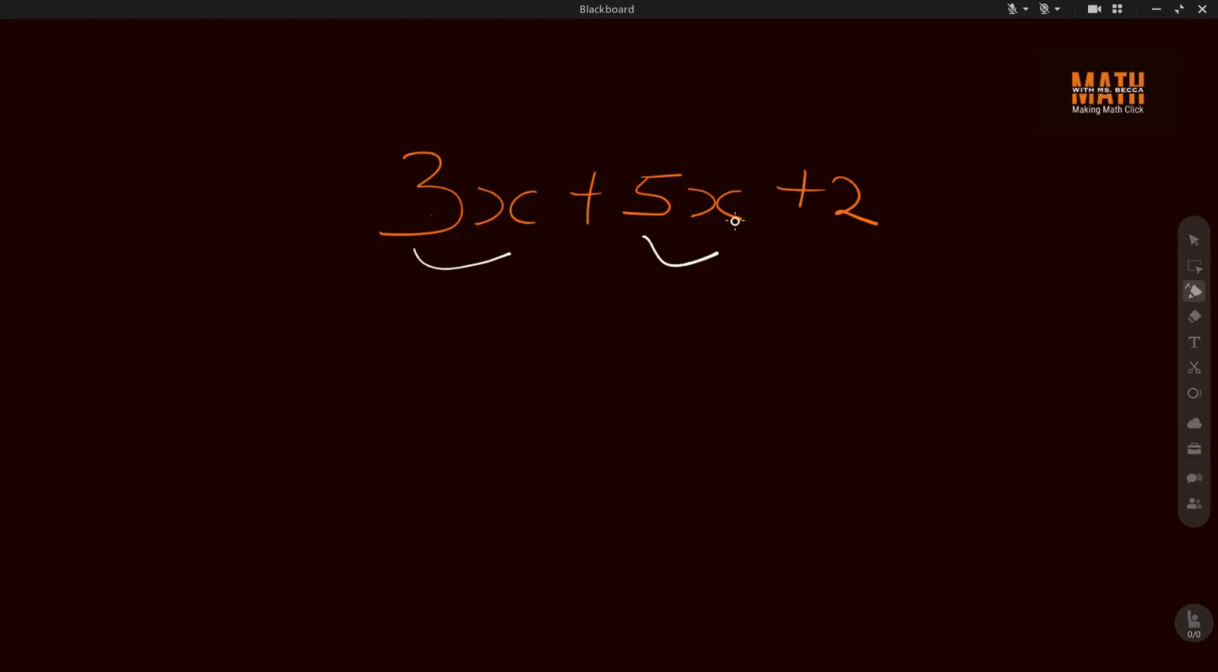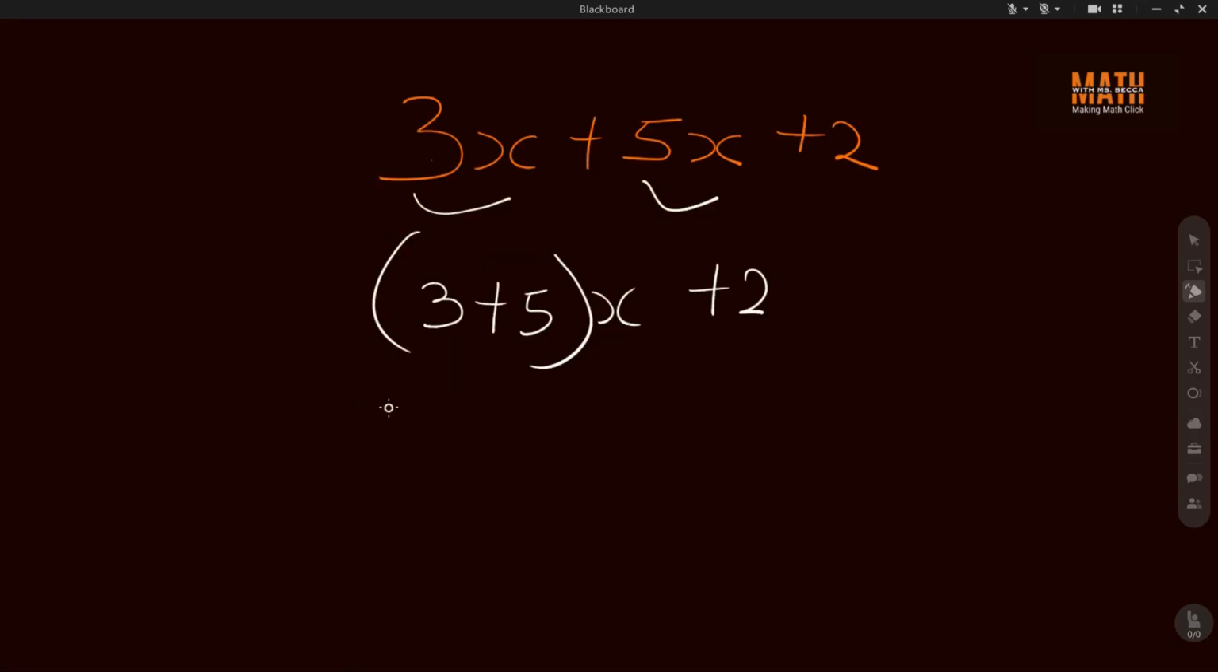Now, 3x plus 5x means we have 3 plus 5 x, then plus 2. So all we have to do is add the coefficients of the like terms and then keep the variable. The coefficients of these terms are 3 and 5. So we add the coefficients: 3 plus 5 gives 8, and then we keep the variable. So this gives 8x plus 2, and that is how to simplify this algebraic expression. The constant remains the way it is since we do not have more than one constant.